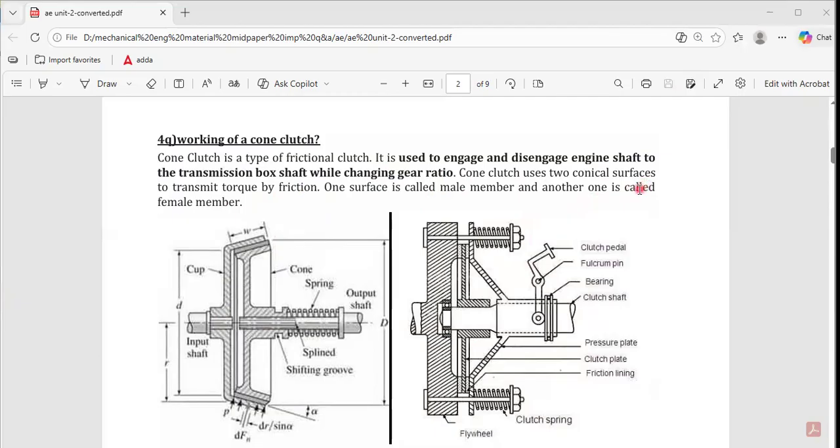There are two conical surfaces. That is what is called the conical surface. It transmits the torque through friction. So this is called a cone clutch.